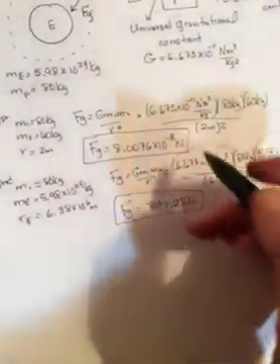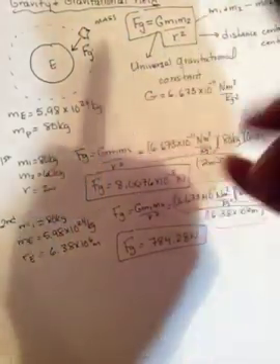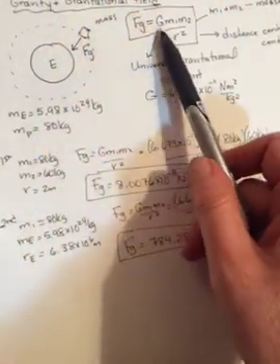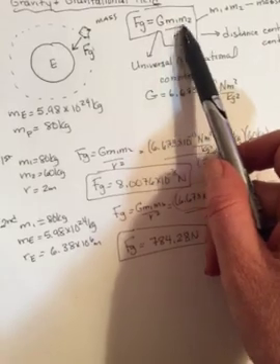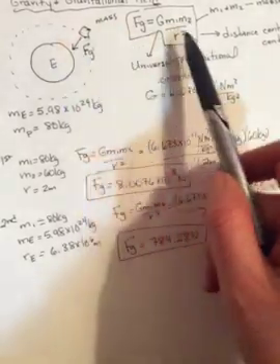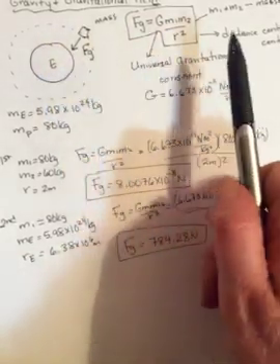Okay, so where we left off was talking about the universal law of gravitation, which is Fg equals G m1 m2 over r squared, where G is the universal constant, the same everywhere in the universe. m1 and m2 are the masses of the two objects, and r is the distance from the center of one to the center of the other.